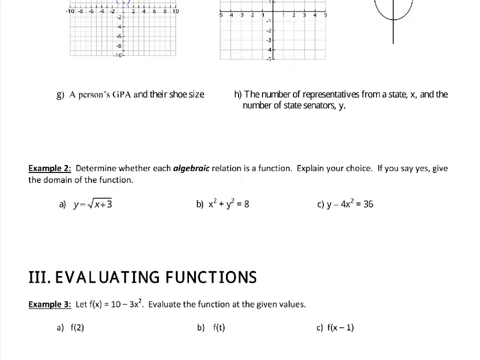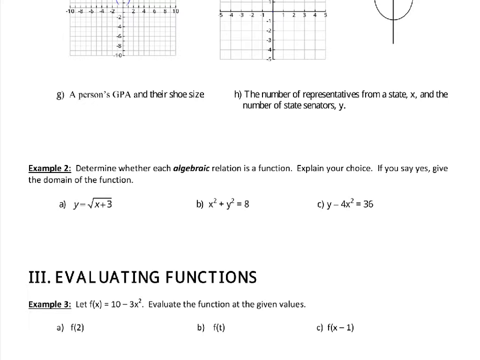The last example I would like to show you is a verbal representation, and it says the number of representatives from a state constitute our domain or our x values, and the number of state senators represents our y values. Now, to do this problem, it may require a little background knowledge about civics. On the left, the number of state representatives depends on how populated a state is. Smaller populated states like Vermont or Rhode Island or Wyoming may only have one state representative, while more populated states like California have the highest number of state representatives at 53. However, no matter the size or population of a state, each state only has 2 state senators.